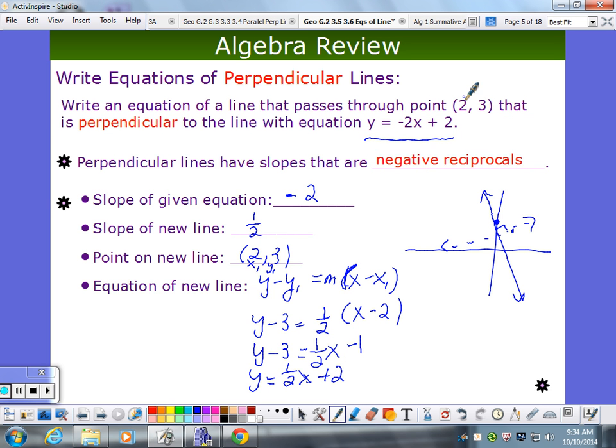And I always make mistakes here. I just want to check it. If I plug a 2 in, I should get a 3 as my y. Half of 2 is 1. 1 plus 2 is 3. Okay?